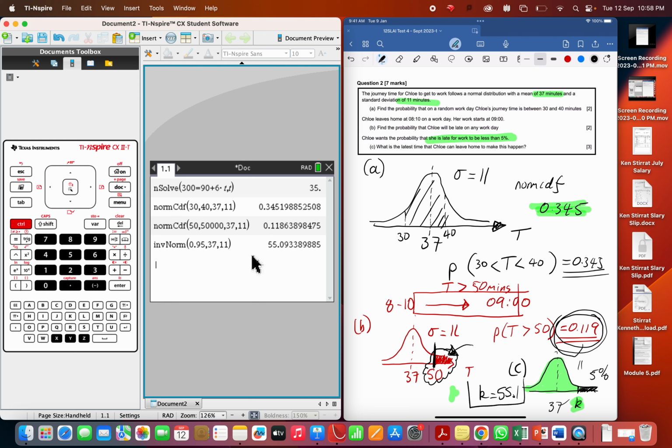Now what does that mean? Well, it means that Chloe has to allow herself at least 55.1 minutes to get to work, because then that will ensure that only 5% of the time she'll take longer than 55 minutes. So the magic last step, of course, is that if work starts at 9 o'clock, we have to subtract the 55.1 minutes. So Chloe has to set off at approximately 8:05. There we go.